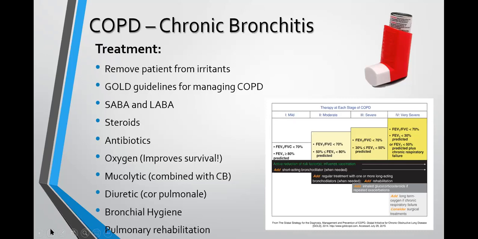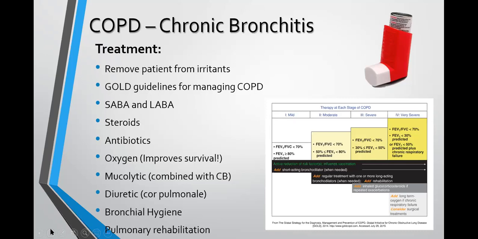All right, so we give them GOLD standards for the COPD. We give them short-acting and long-acting beta agonists. Short-acting will be your Bronkosol, your albuterol, your Xopenex, right? All of those. And then your long-acting will be your salmeterol and the Flovents and all of those that are long-acting beta agonists, right? We give them steroids like Symbicort, Pulmicort, Decadron, right?